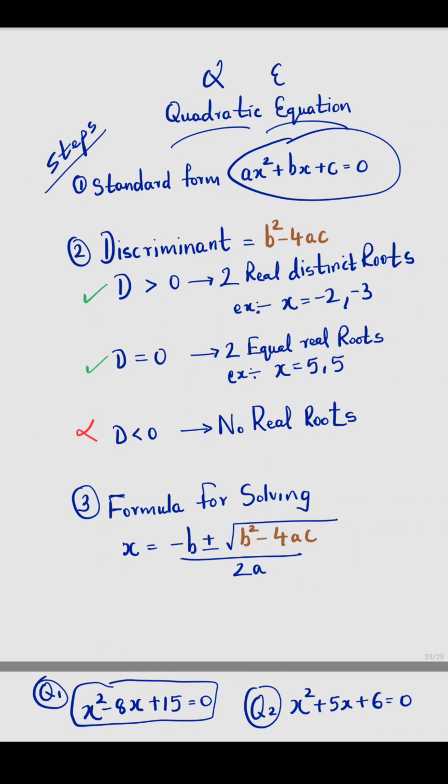And if we get discriminant as negative, that is less than 0, then there are no real roots. So since there are no roots, no need to proceed to step 3. End of the question. Okay.